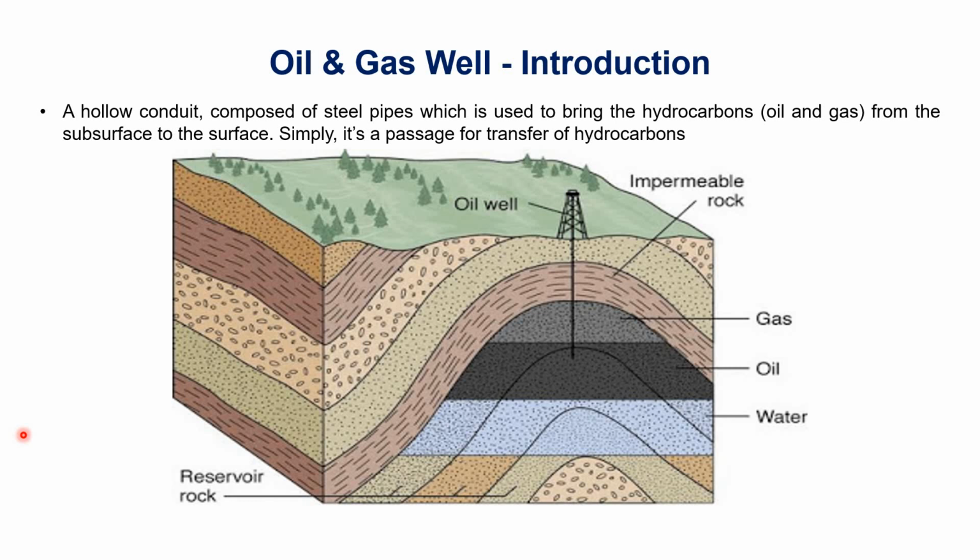So well is basically a conduit or passage which is used to bring the hydrocarbons from the subsurface to the surface. What does it mean? It means that we know that the hydrocarbons are under the ground, they are below the earth's surface. So to bring these hydrocarbons from the subsurface to the surface, we need a passage, we need a path. So this path, which is composed of steel pipes, is called well.